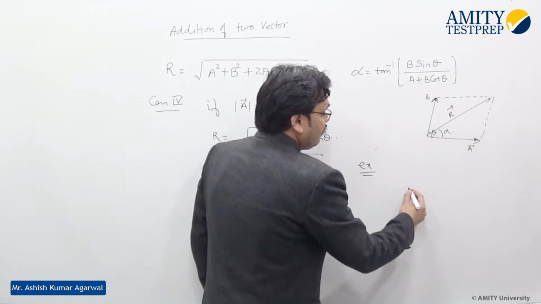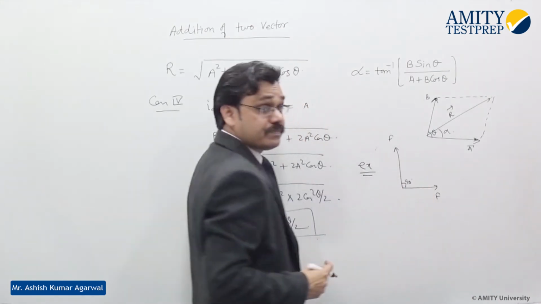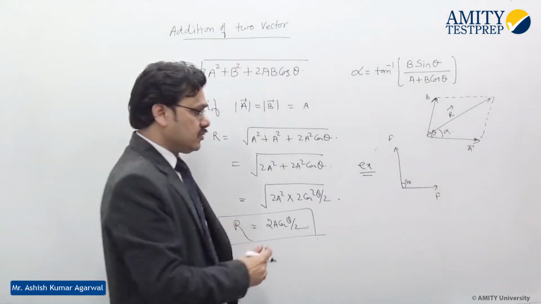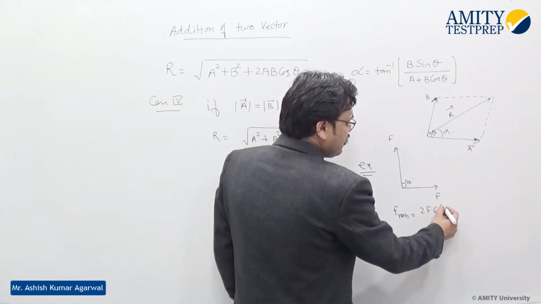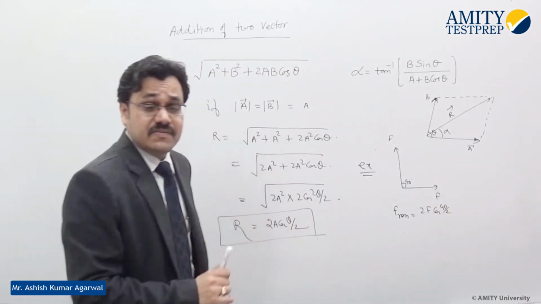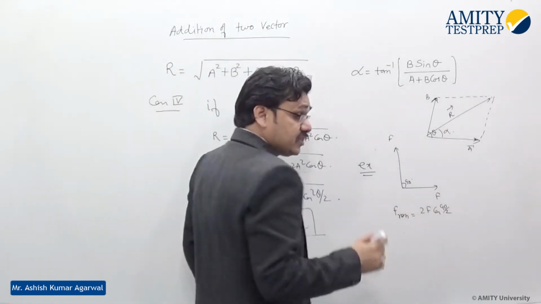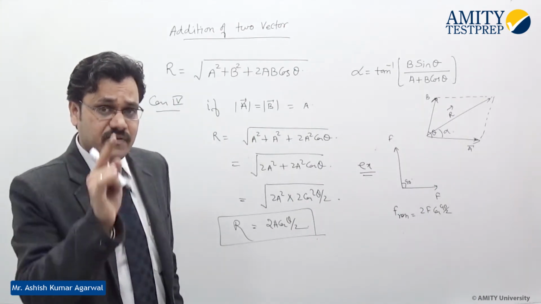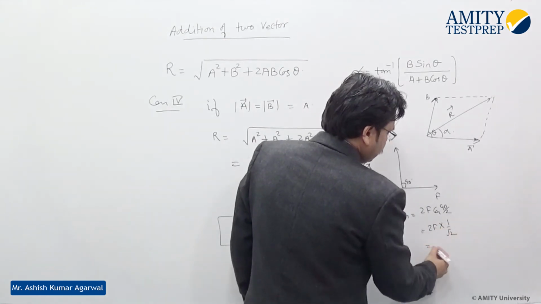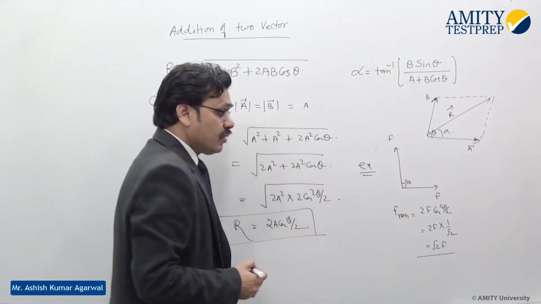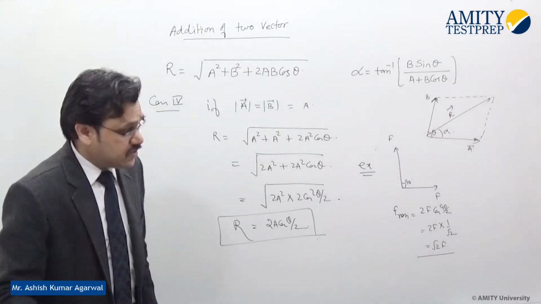If two equal forces are applied at 90 degrees, what should be the resultant force? You can simply say the resultant force will be equal to 2f cos 90 by 2. But this formula will be applicable only when the two forces are equal. So 90 by 2 is 45. What is the value of cos 45? It is 1 by root 2. When you solve this, you get root 2 f. So simply, if two equal vectors are given, you can find out the resultant of these two vectors.